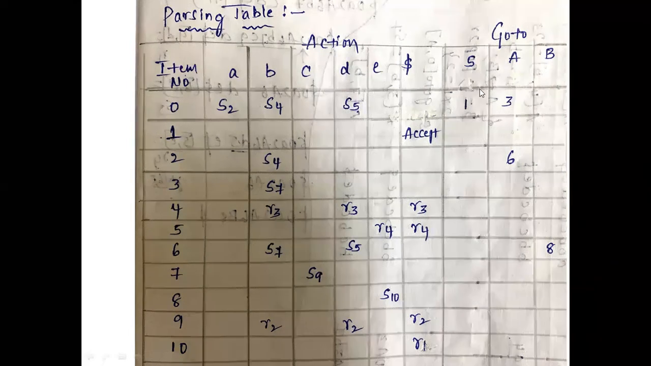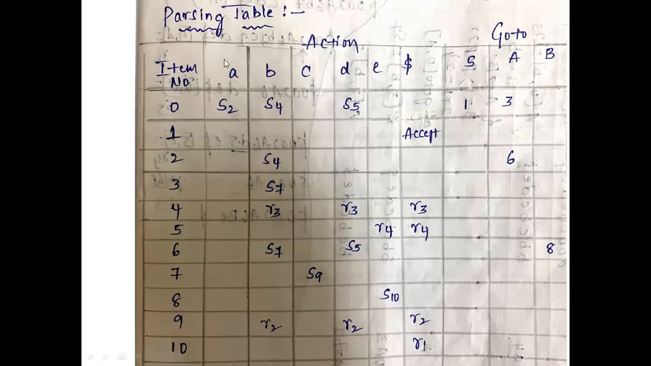And goto consists of only the non-terminals. That means S, A, B. A simple logic is that in goto we are writing the left hand side variables from the given grammar. In action, we are writing all the terminals from the given grammar. Whatever terminals we are having in the given grammar, we are writing all those along with the dollar, right? And this is the table representation with three columns, one with the item number, the second with the action, and the third with the goto function.